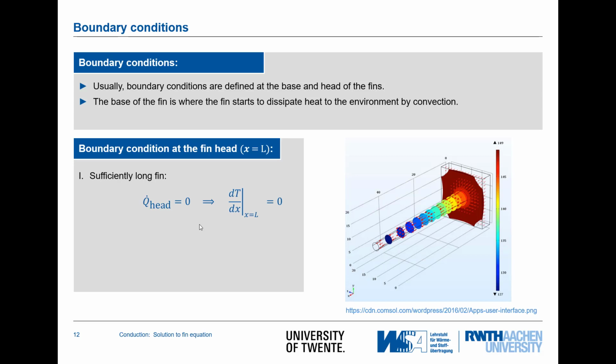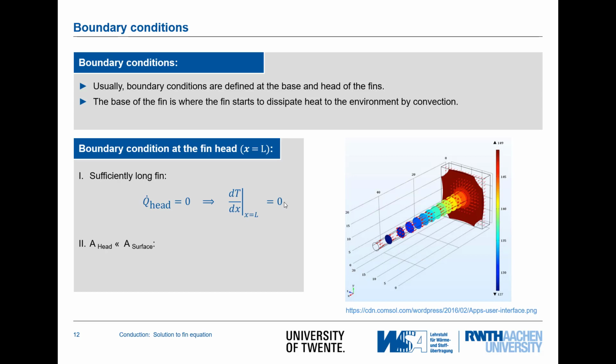There are multiple options for that. One option would be that the fin is very long. For that, we can assume that the heat that is transferred from the outside, from the circumference, is much larger than the heat that is transferred on the tip or at the top of the head. From that, we can assume that the heat loss at the head is zero, so there's no heat flux, which translates to the fact that the gradient of temperature at the location x equal L is equal to 0.